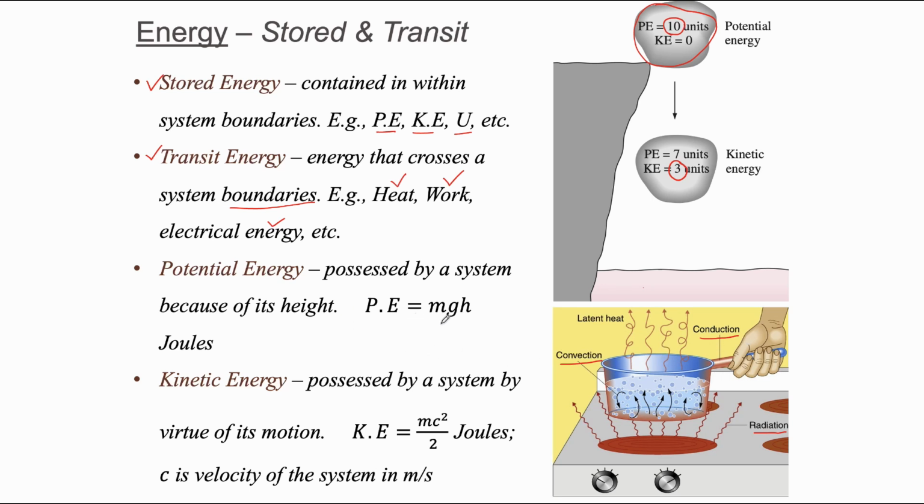Potential energy, as we know, is mathematically given as mass times the acceleration due to gravity times the height of the system from datum. Kinetic energy is possessed by a system because of its motion. Kinetic energy can be given mathematically as half mass times velocity square. All these energies have the same unit, that is joule.